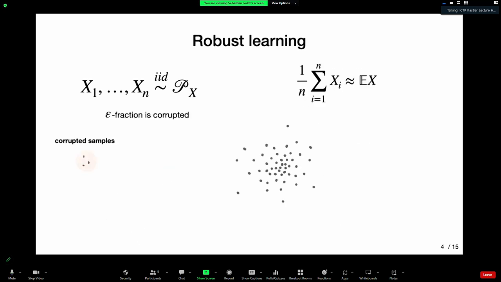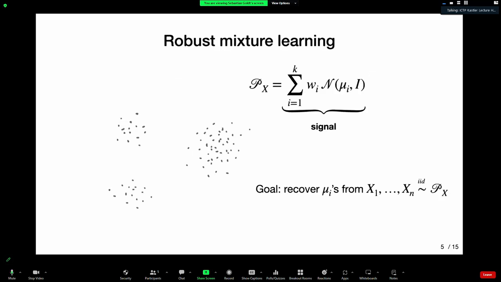Okay, the second thing that may happen with your data is that some part of the data is corrupted. So some epsilon fraction of the data points come from an unknown distribution, and you don't have any information about this distribution. Even if there is one component, if you just average, and you see there's some very small part of corrupted samples on the right, then again I get something meaningless. So what I need to do is account for this adversarial noise and build some robust estimator. The problem we are looking at is a combination of these two problems.